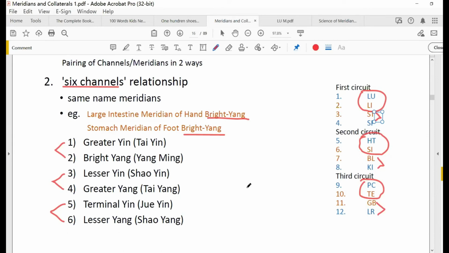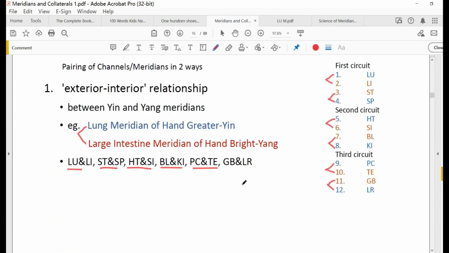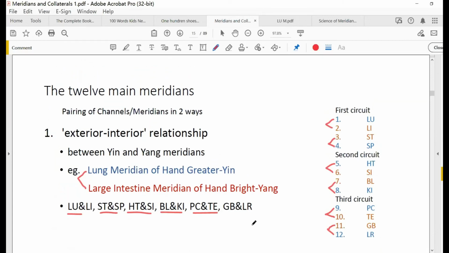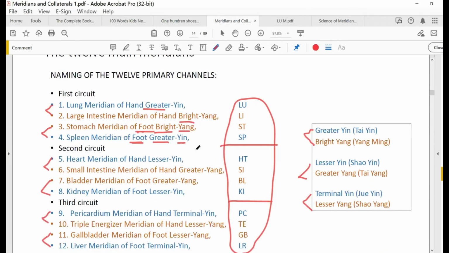Okay, so your homework is to memorize the organs, the meridians. Yeah, memorize their full names. Okay.